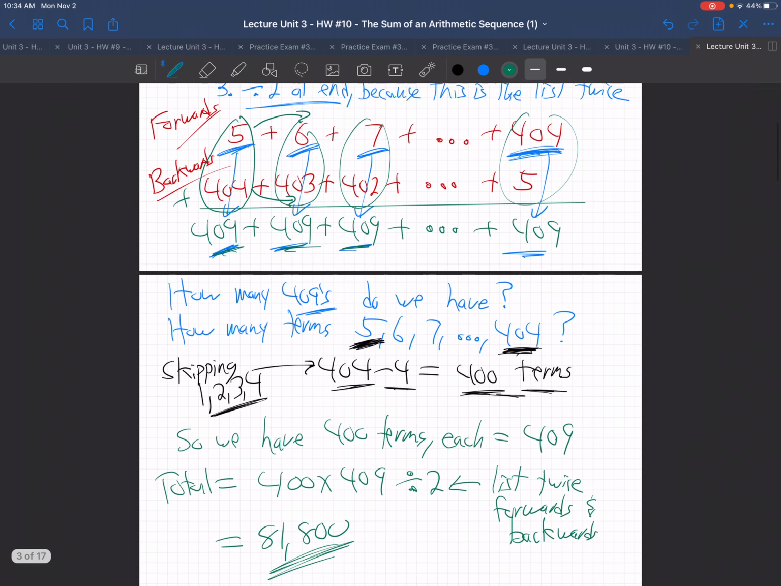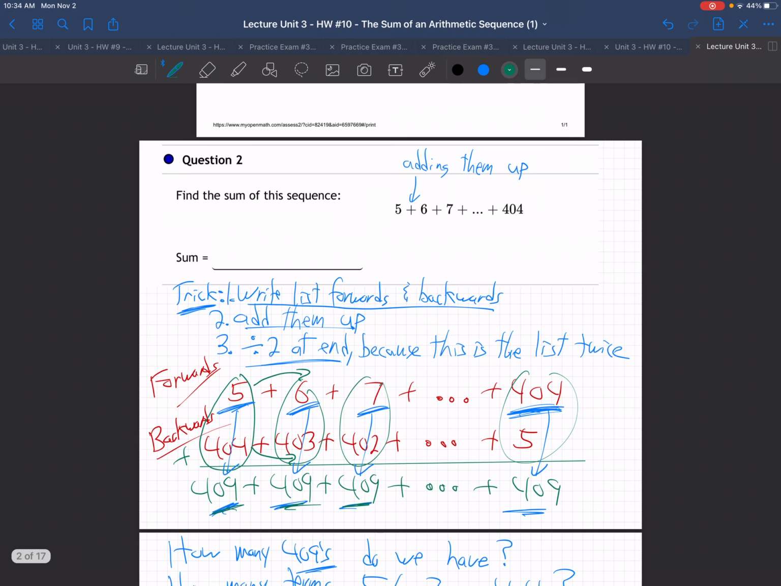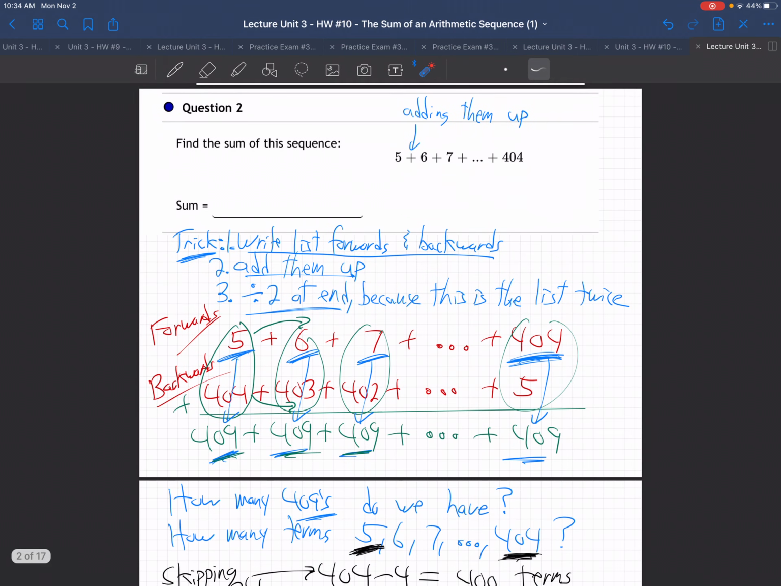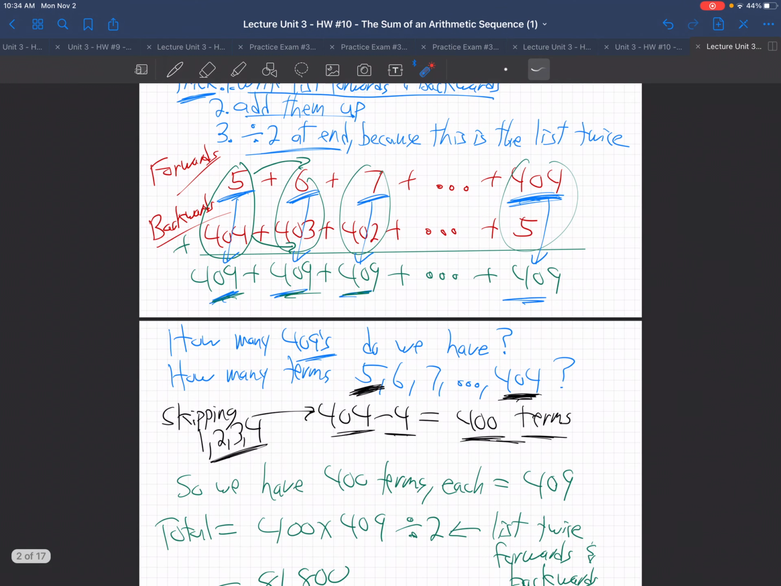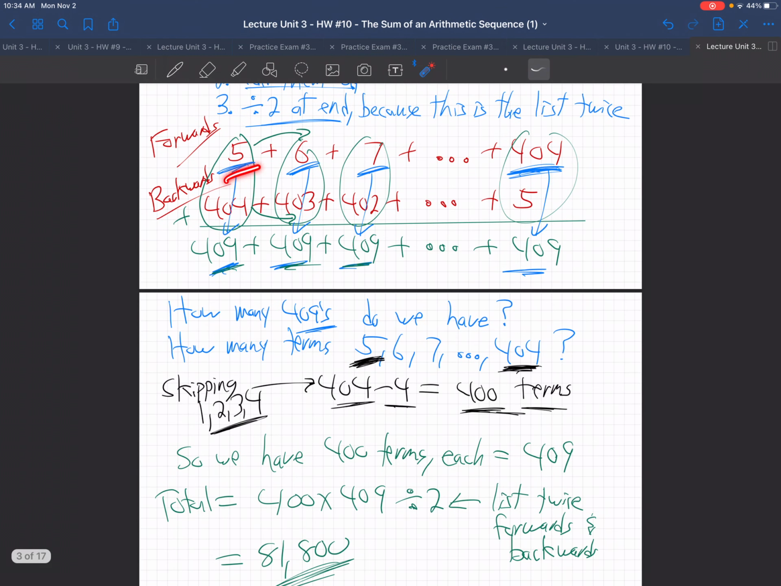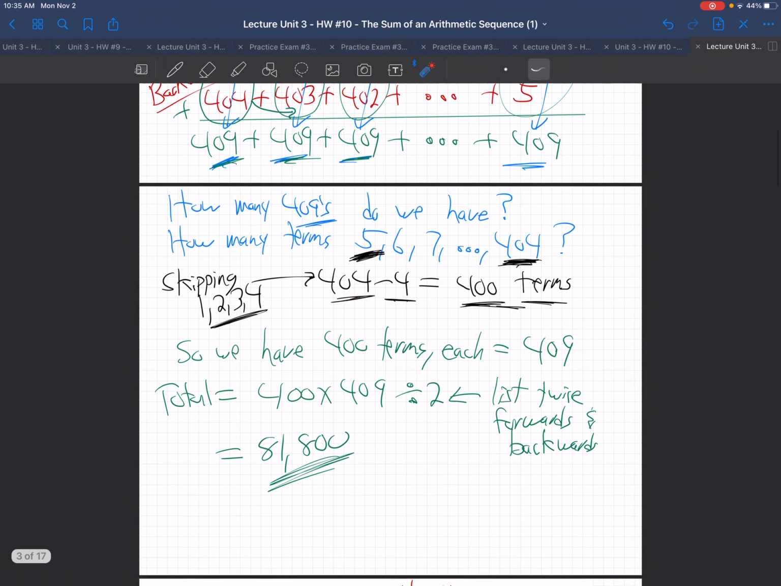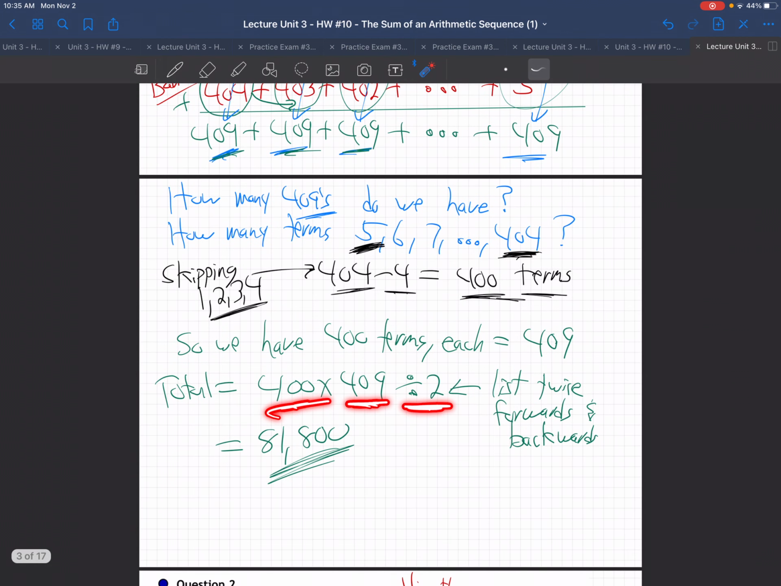So we were able to add up all those numbers. Let me run over it again. What was the method? To add up a bunch of numbers like this, write the list forwards and then backwards, and when you add them up, you get the same total every time because one list is going up and the other is going down. So the same total. And then you say, well, how many 409s? Well, it goes from 5 all the way to 404. So it skips 1, 2, 3, and 4. So subtract 4. There's 400 terms there. So 400 409s, but then divide by 2 because it's the list forwards and backwards twice. 81,800.